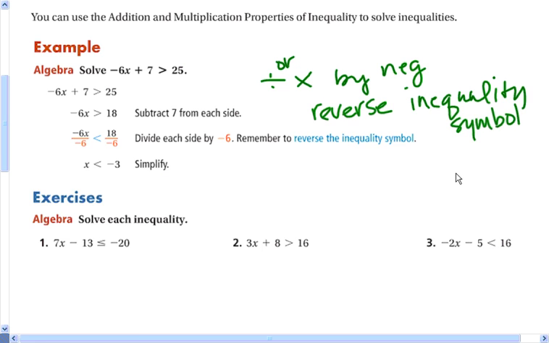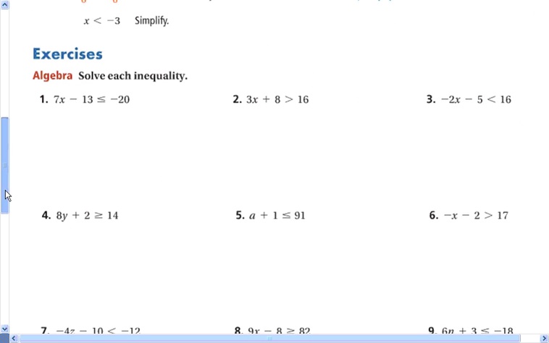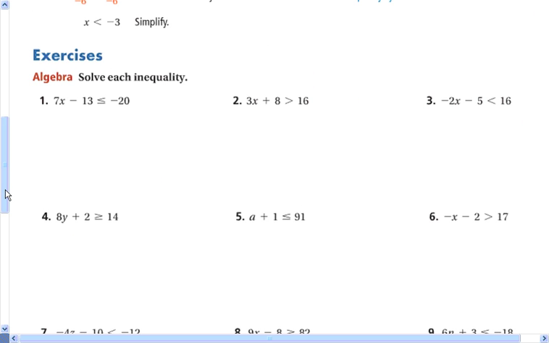So I'll just do a couple for you and help remind you how you do this. Number one, we just need to use the addition property of inequalities to add 13 to both sides. And we get 7x is less than or equal to negative 3, then divide both sides by 7, and we get x is less than or equal to negative 3/7. So it's just like solving an equation.